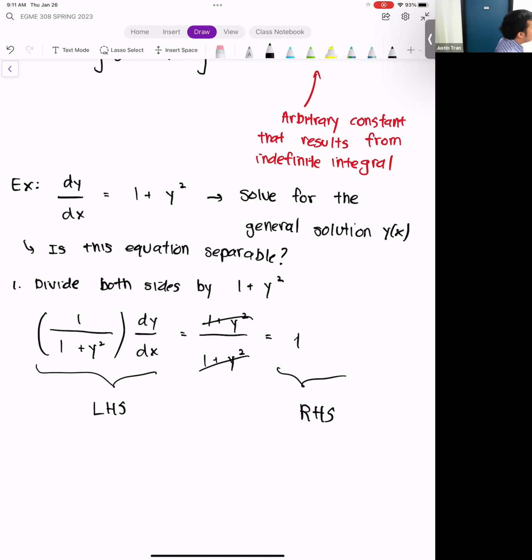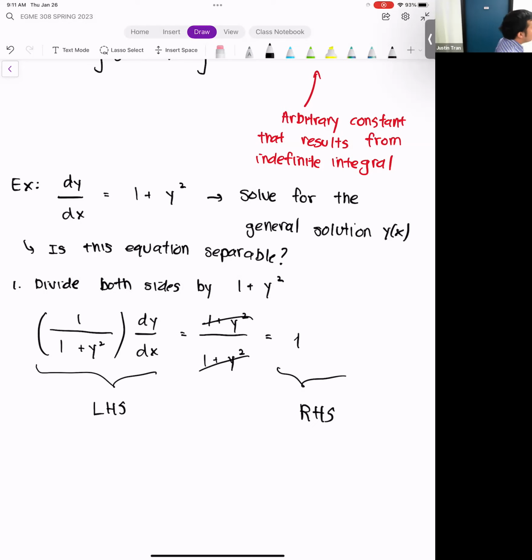On the left-hand side, we're going to do the integral of 1 over 1 plus y squared dy. On the right-hand side, we use the integral of 1 times dx. On the right-hand side, that one first, the integral of 1 times dx is just integration of a constant. So that's just going to give us x.